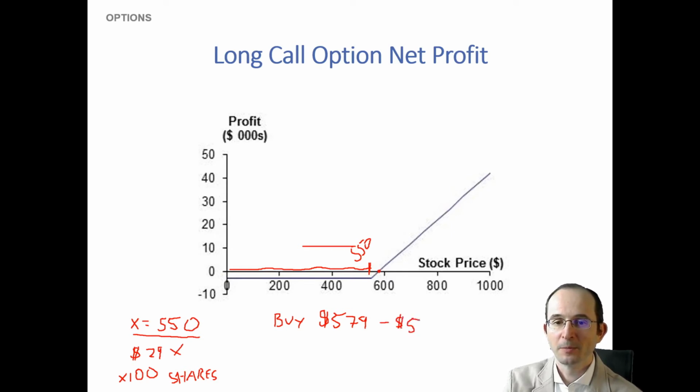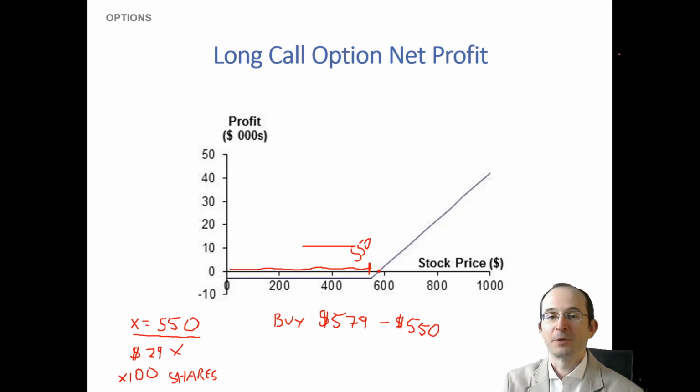So we'd make $29 on the exercise of the option, but of course our net profit would still be zero because we paid $29 for that option per share. But then if the price were to rise even above that, then we would actually start making positive profits.